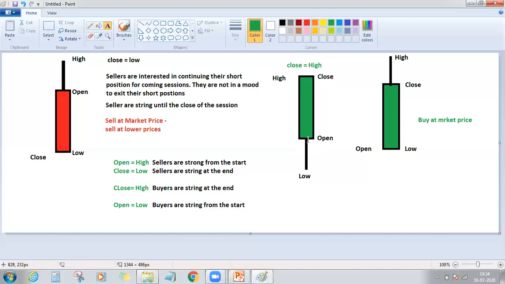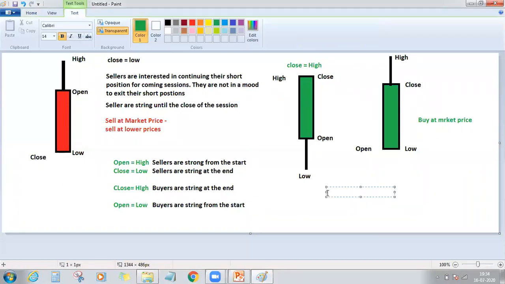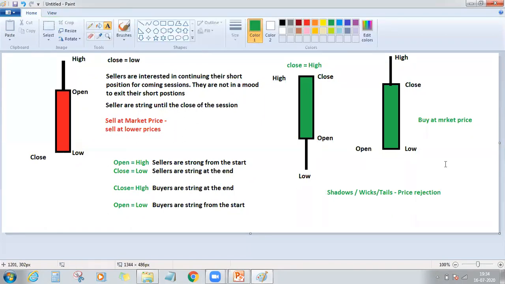Now, the lower shadow or the upper shadow, you call them as price rejections. The shadows or wicks or the other name, tails. All these things tell you about the price rejection. What is price rejection? When price is coming into that zone, you see that it bounces back. When a North Pole magnet and another North Pole magnet are put together, what happens? A repelling will happen. Same is here.